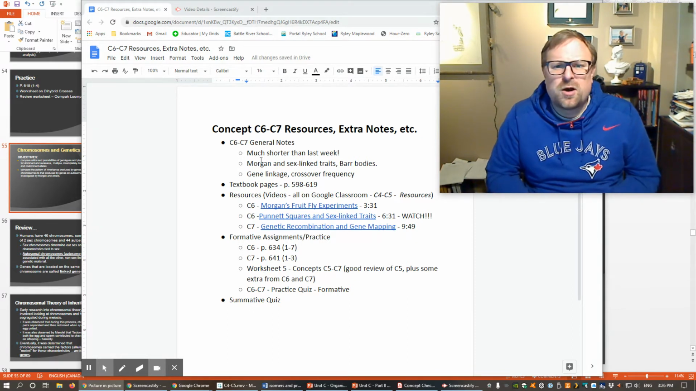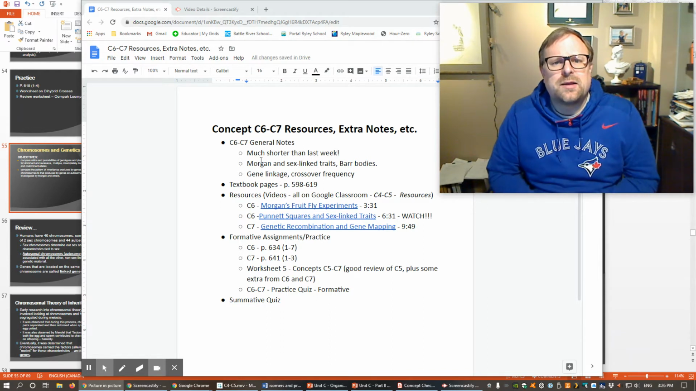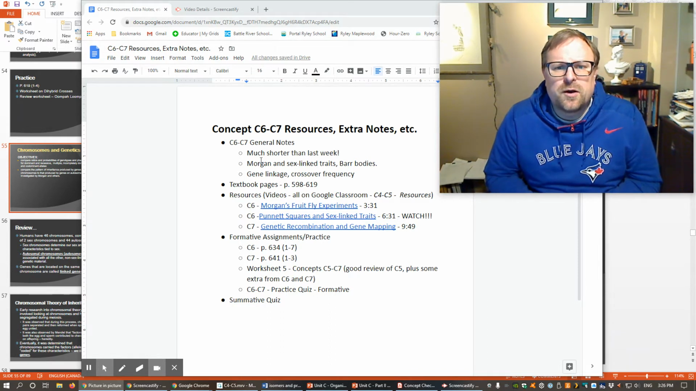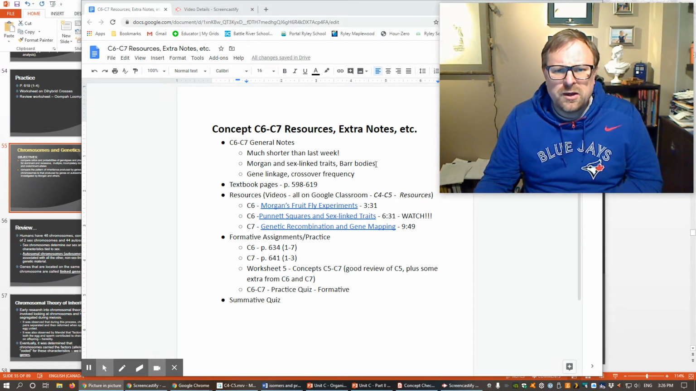And it's going to work off of that sort of dominant recessive idea that we were talking about so far, but we're going to dig into it in a slightly different way. The other thing that we're going to talk about as well is Morgan, and who Morgan was and why it was so important. And then a quick discussion about Barr bodies as well. And then concept C7 deals with gene linkage and crossover frequency. And we'll understand what those are and move our way through that as well.